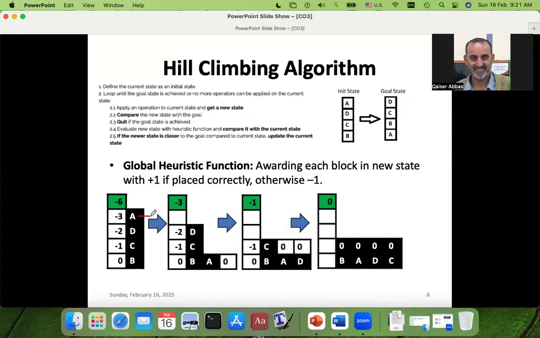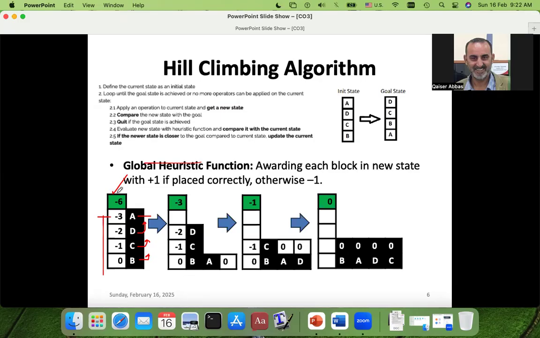Now A is properly placed. No, I have to move this D up. I have to move this C up. I have to move this D up, and then A. So I have to do 3 movements, which is mentioned here. This movement means it is wrongly placed, so then you have to give minus penalty values, -3. Sum them up, and you will have the cost, the heuristic cost for this global heuristic.